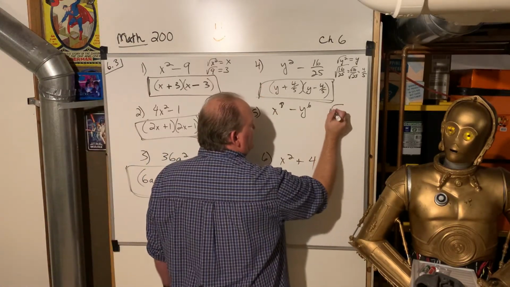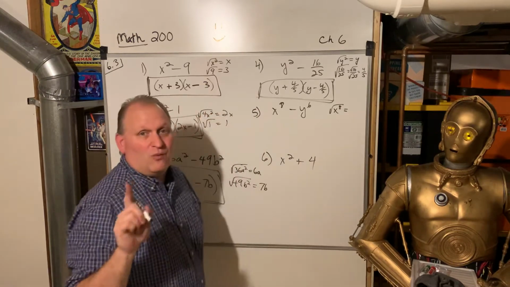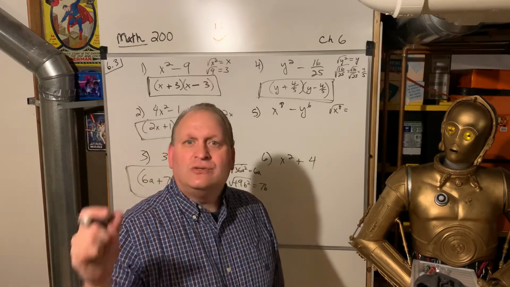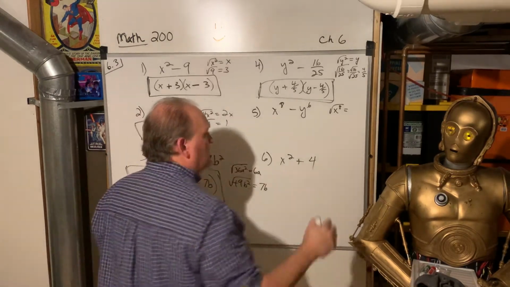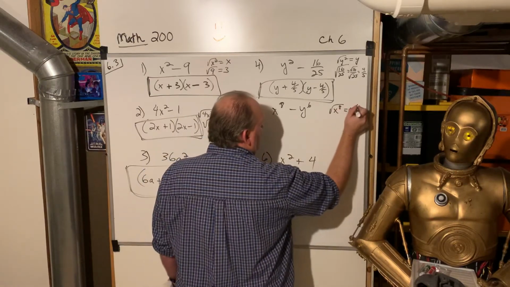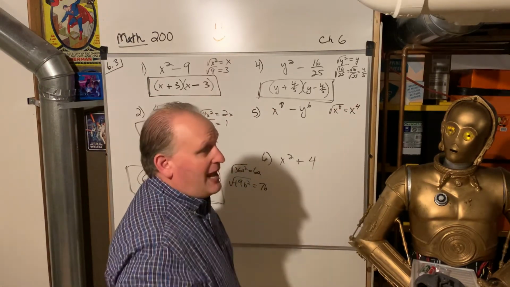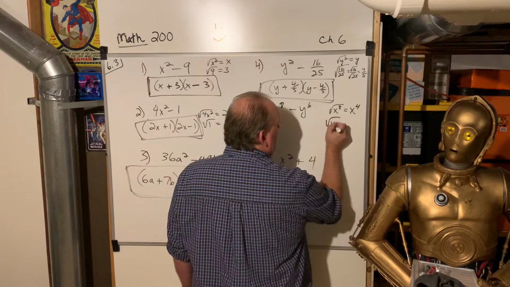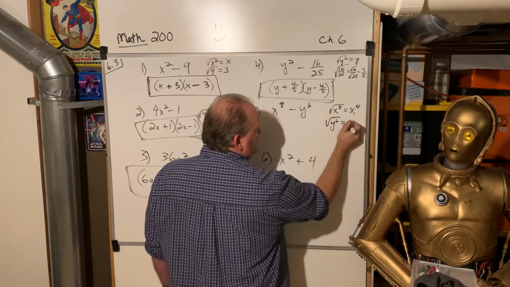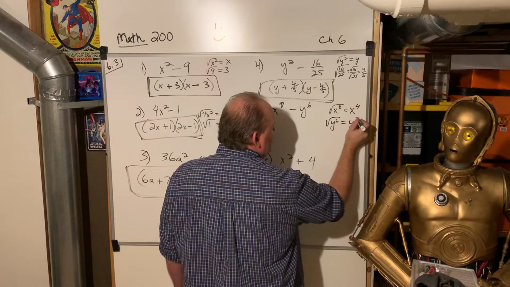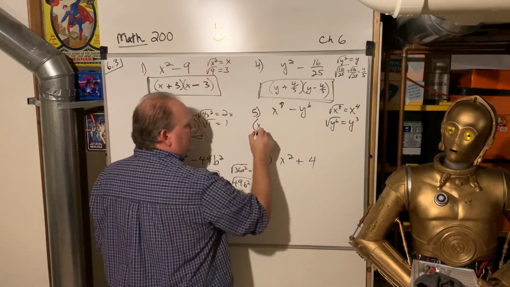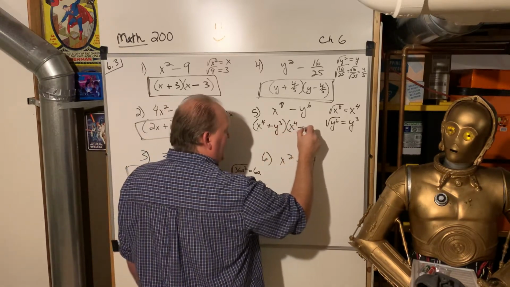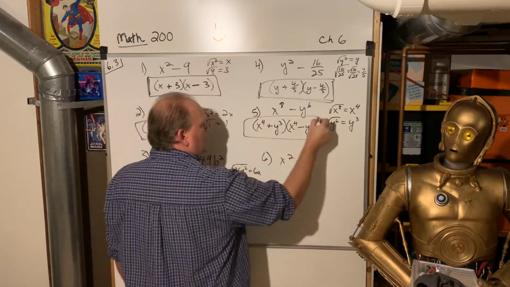x to the 8th. So when you take the square root of x to the 8th, you got to remember how that works. When you take the square root of something with a higher power on it other than squared, you divide the power by 2. So 8 divided by 2 is 4. That does make sense because when you multiply things with like bases, you add exponents. So x to the 4th times x to the 4th is x to the 8th. y to the 6th. So the square root of y to the 6th is y to the 3rd. And there's our answer, x to the 4th plus y to the 3rd times quantity x to the 4th minus y to the 3rd. And we're done.